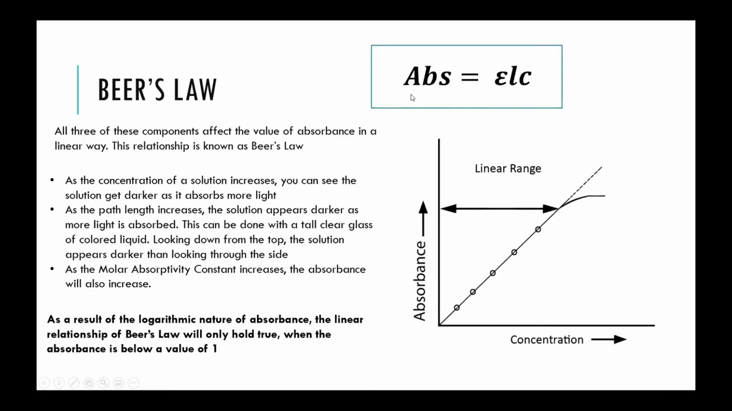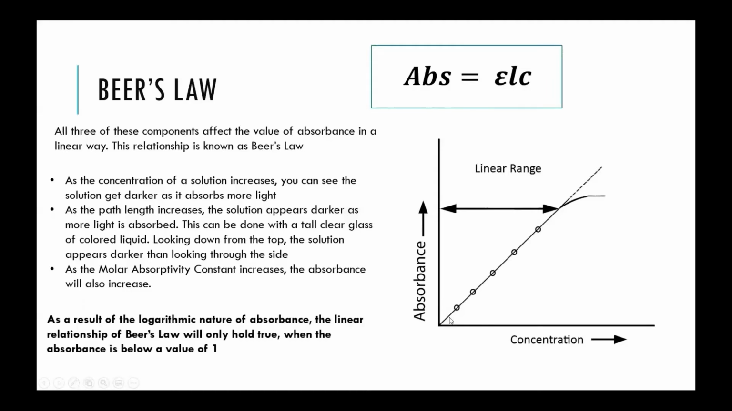The relationship between these three is called Beer's law, where all of them are linearly related to the absorbance. If the path length doubles, the absorbance will also double. If the concentration gets cut in half, the absorbance would also get cut in half. They're linearly related to each other.